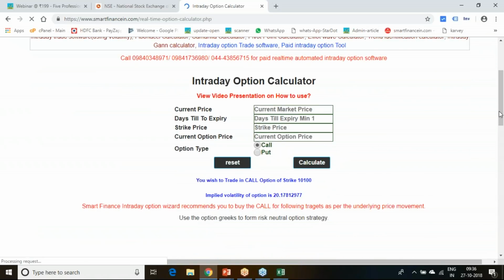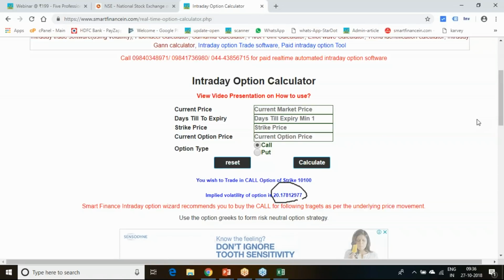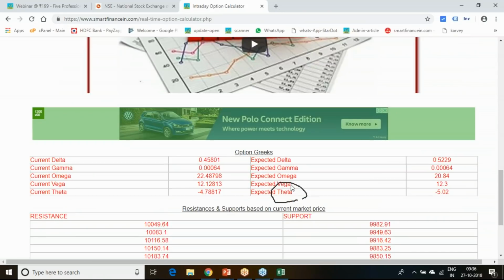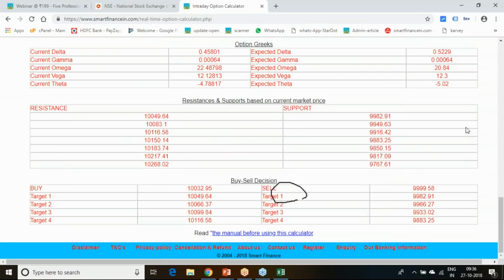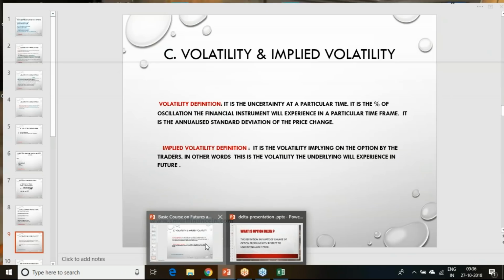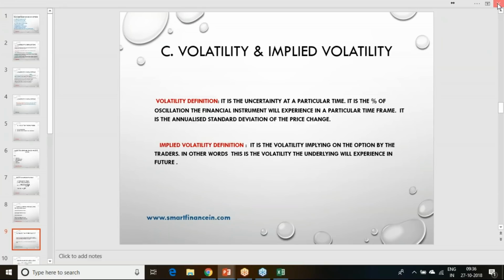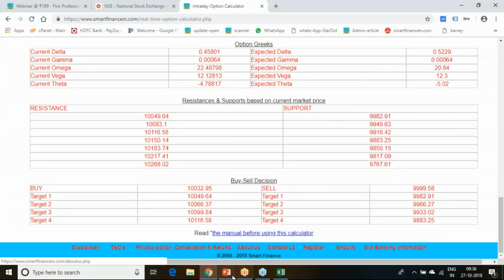You'll get the IV here. What is the IV of this option? If you go below this, you will get the delta, the vega and theta. You also have two more parameters, gamma and omega. Delta is 0.486, vega 12.12, theta 4.78. All this info you are getting. Now, how can I utilize these things for my analysis? This is very important.